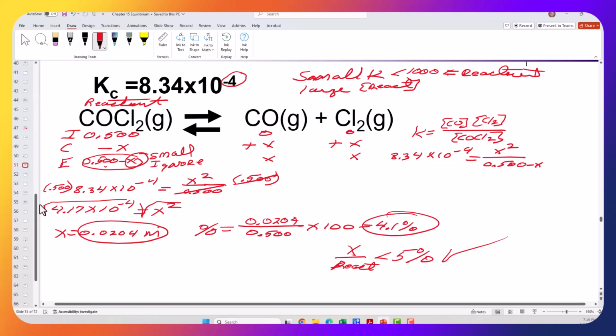You can do the quadratic, and I've done this problem with the quadratic, and you get a better answer in the thousandths place. It's just a tiny, tiny bit. So as long as it's less than 5% of your starting concentration, you are good to go.